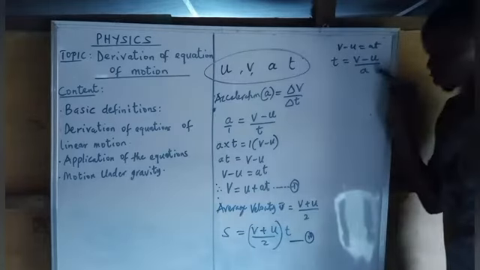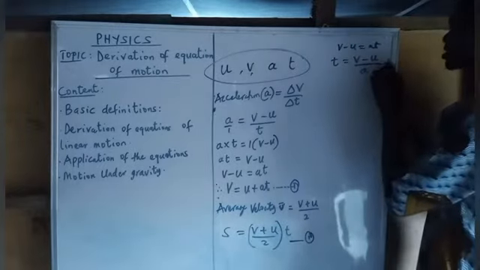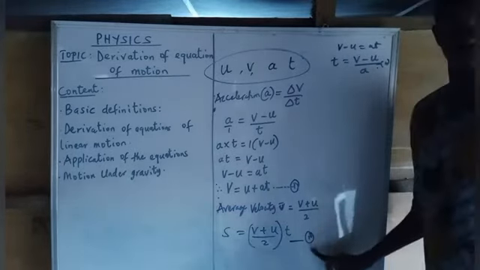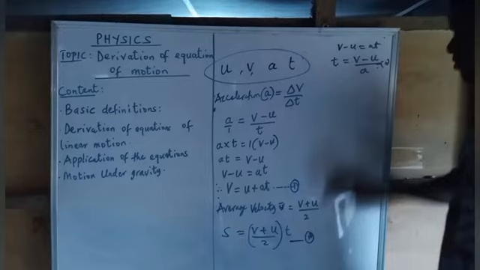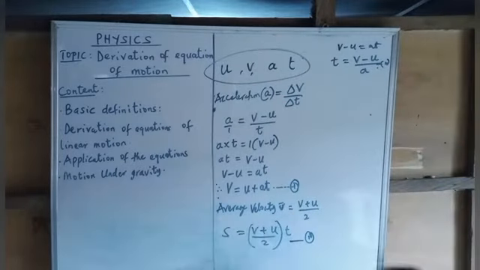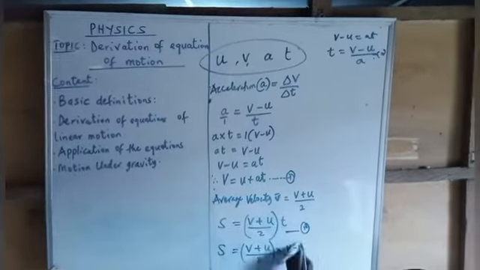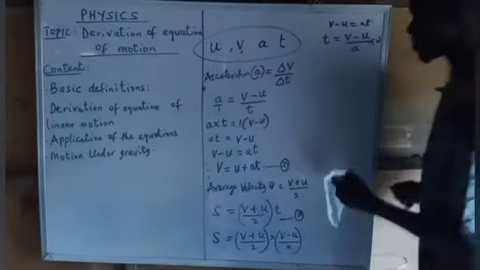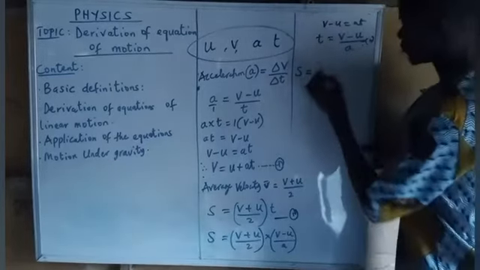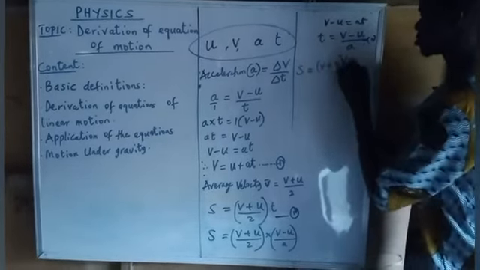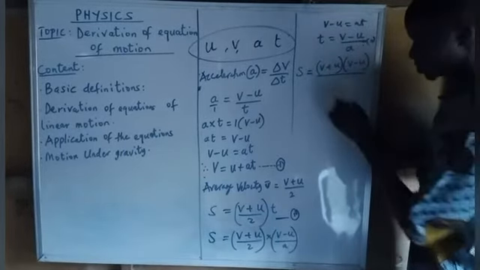Now, let's substitute this, which I can call equation X, into equation 2. That is, anywhere you see time in equation 2, you replace it with V minus U over A. So continuing from this formula, we have S is equal to V plus U divided by 2, times V minus U divided by A. If you expand the bracket, we are going to have S is equal to V plus U into V minus U, divided by 2A.